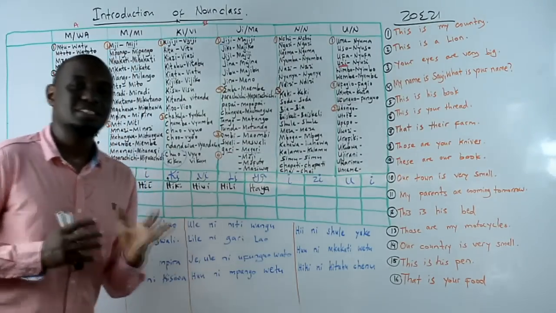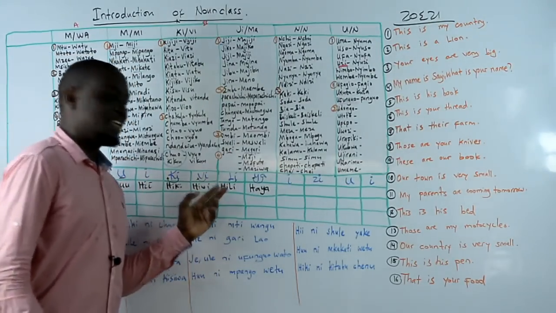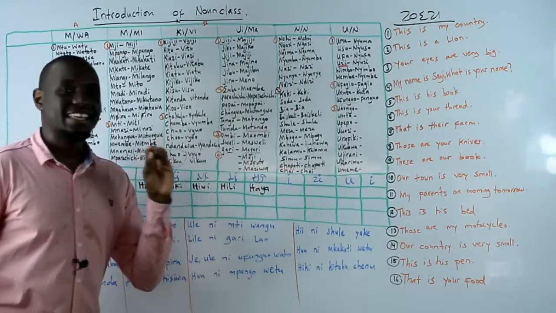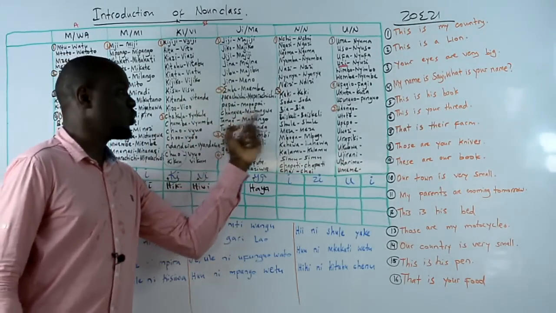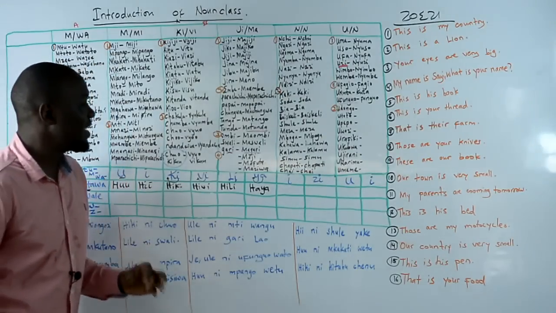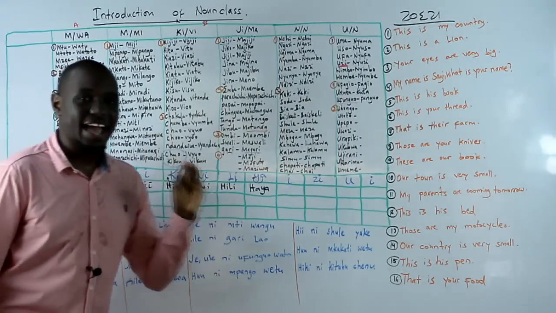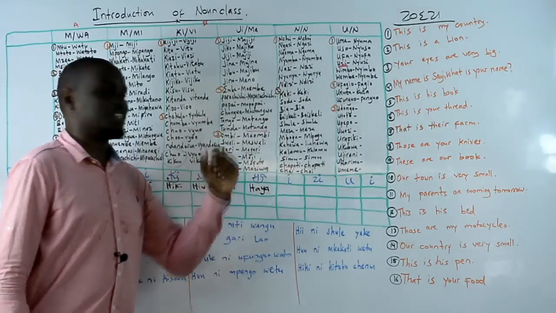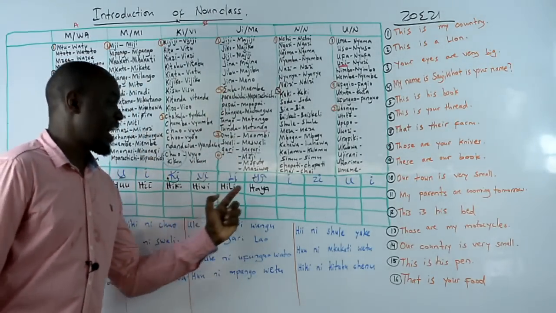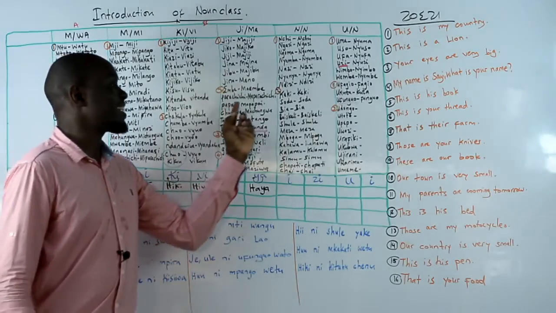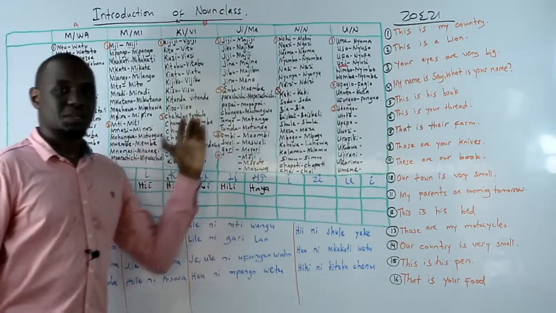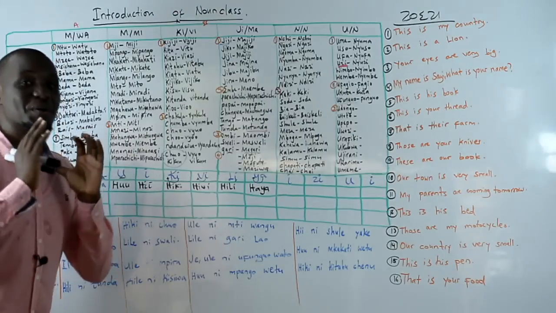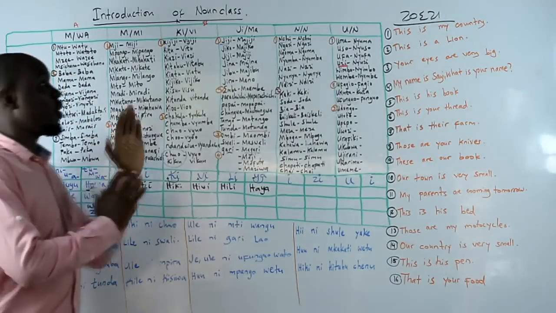And how do you say this is an orange? Will be hili ni chungwa. These are oranges. Will be haya ni machungwa. You see it? And how do you say this is the avocado? Will be hili ni parachichi. And these are avocados. Will be haya ni maparachichi. You remember? For fruits, plural will be ma, ma, ma. That is how we say this and this for jima noun class.